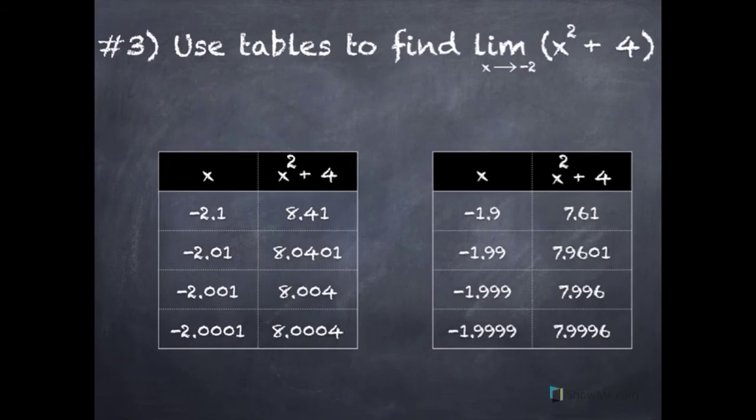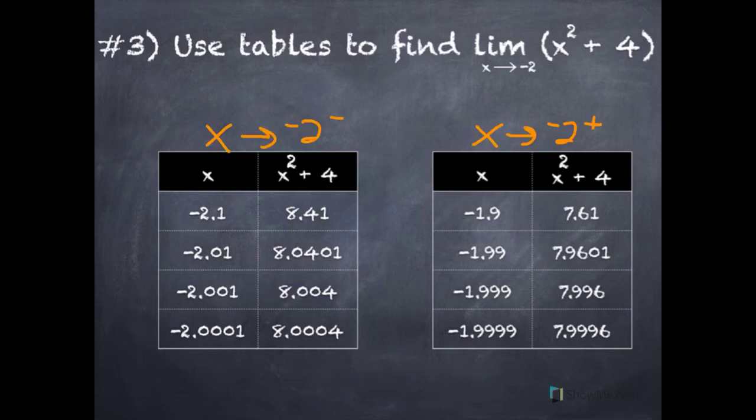3. Use tables to find the limit of x squared plus 4 as x approaches negative 2. As you look down here on the left table, our x values are getting closer and closer to negative 2 from the left. As you look at the table on the right, our x values are getting closer and closer to negative 2 from the right. Just to make sure that's clear, if I draw a number line and put negative 2 on it, negative 2.1 is on the left, negative 1.9 is on the right.